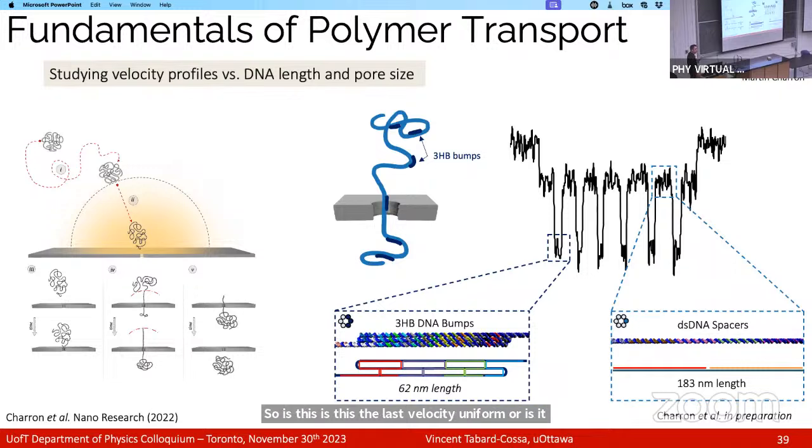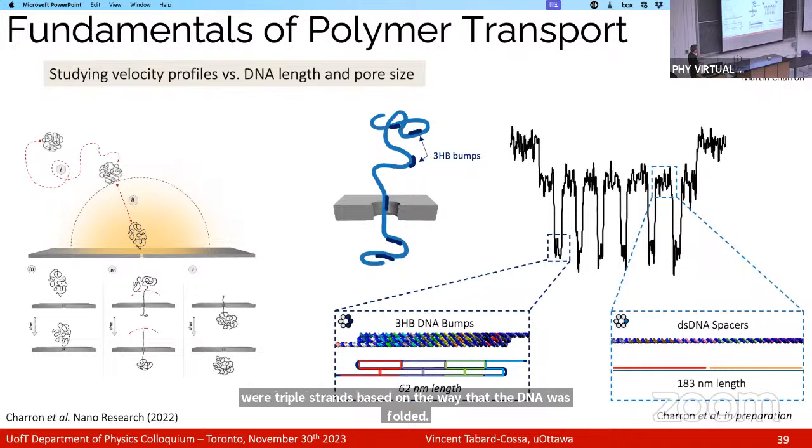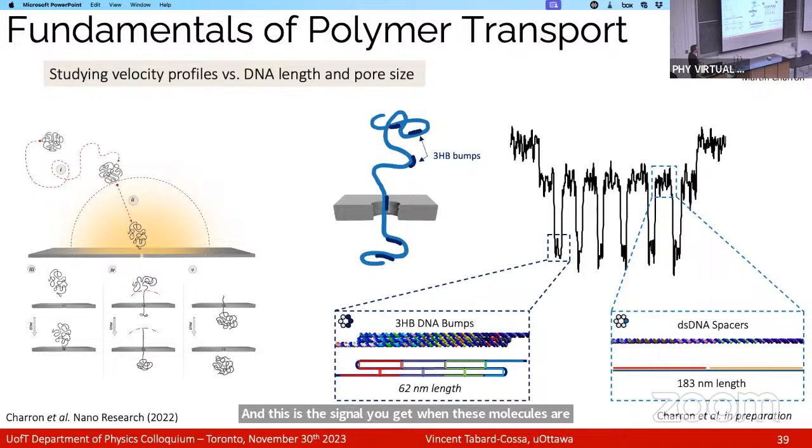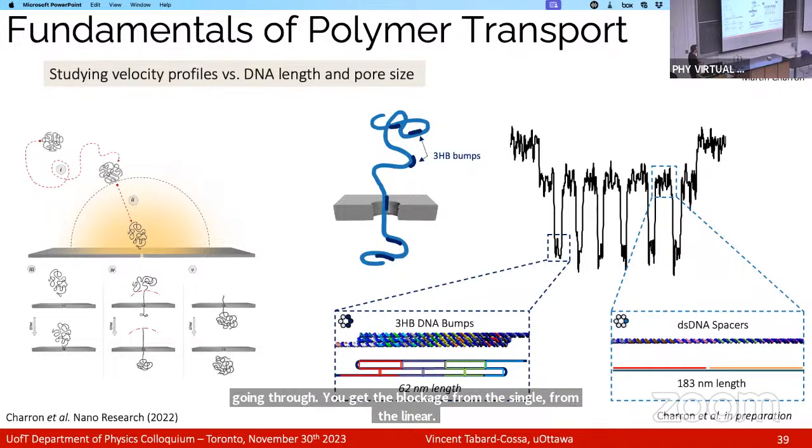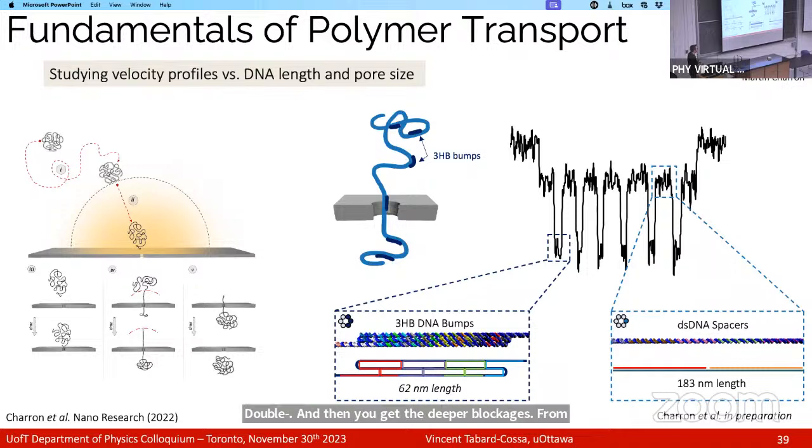And so to do this, he created a polymer using DNA origami that had speed markers at different locations along the length. This allowed him to really map the velocity along the way. And he made this 5,000 base pair polymer that had these regions about 500 base pairs apart that were triple strands based on the way that the DNA was folded. And this is the signal you get when these molecules are going through. You get the blockage from the linear double-stranded segment, and then you get the deeper blockages from the three helix bundle segments.